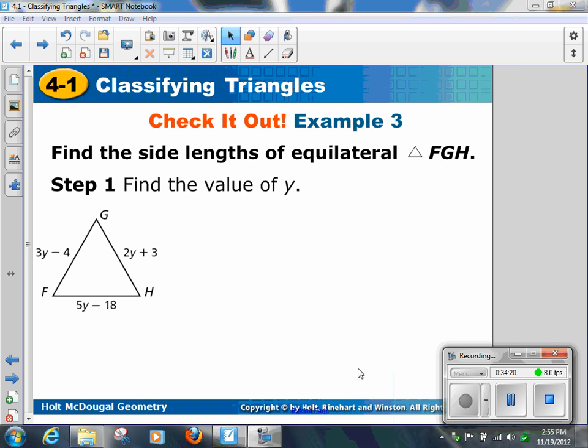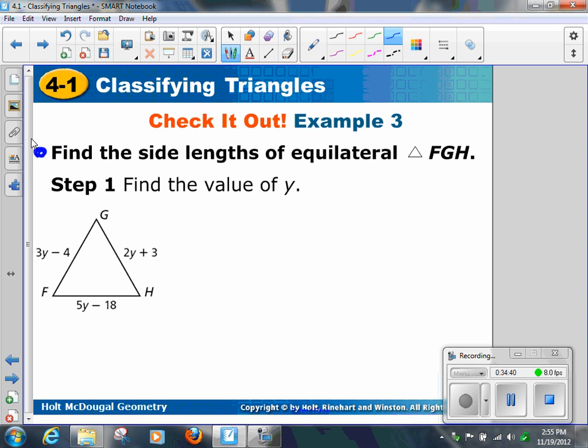All right, folks, here we go. Look at that. I want you to look what it says. Find the side lengths of equilateral triangle FGH. Do you think that's important? Yeah. Ooh, the equilateral part's important. Because that means all 3 sides are the same. And we've got 3 different expressions. They're going to all equal the same number, but how am I even going to begin to figure out what that number is?